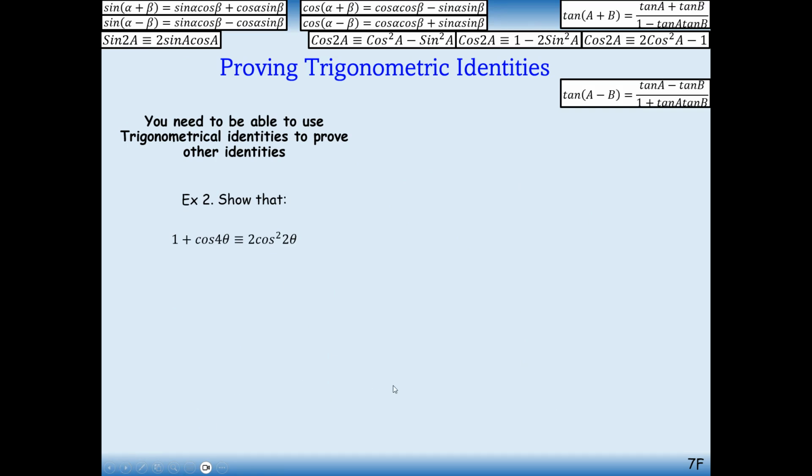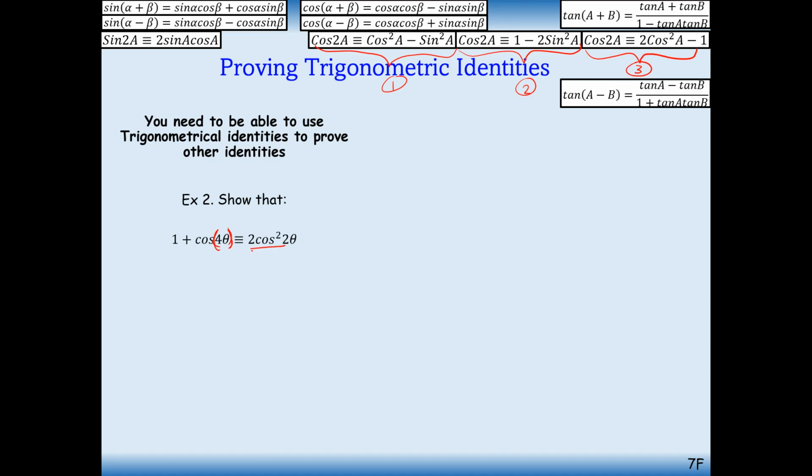Here in example 2, we have to show that 1 plus cos 4 theta equals 2 cos squared of 2 theta. Right, so what do we do when we have 4 theta? We can think of it as 2 times 2 theta. So we can throw at it either one of these formulas. Which one do you think is the best? Identity 1, identity 2, or identity 3.